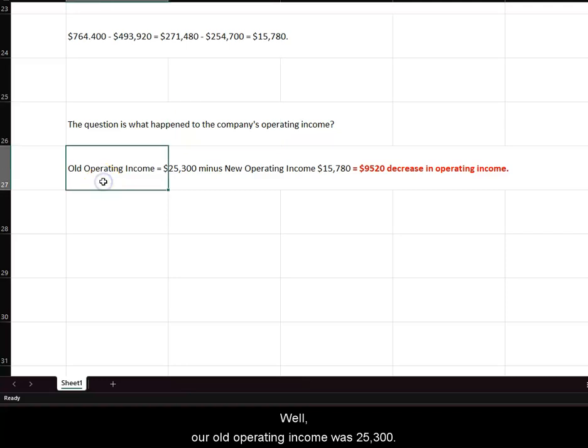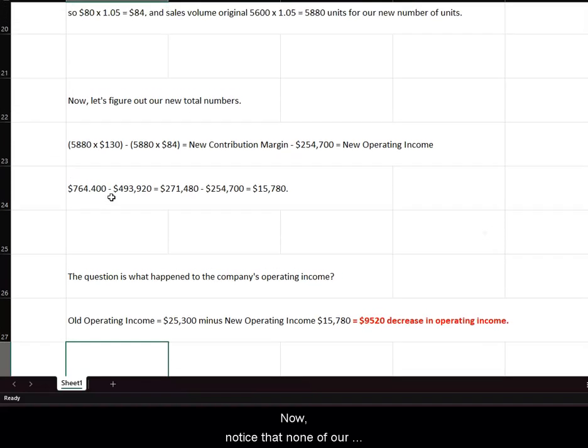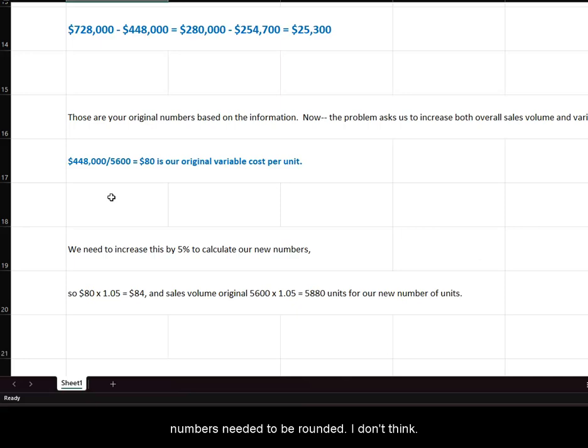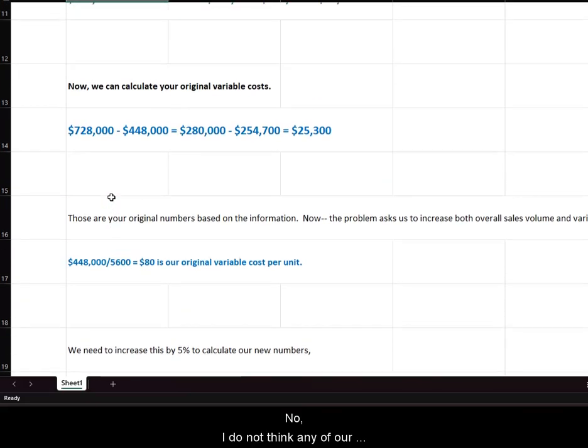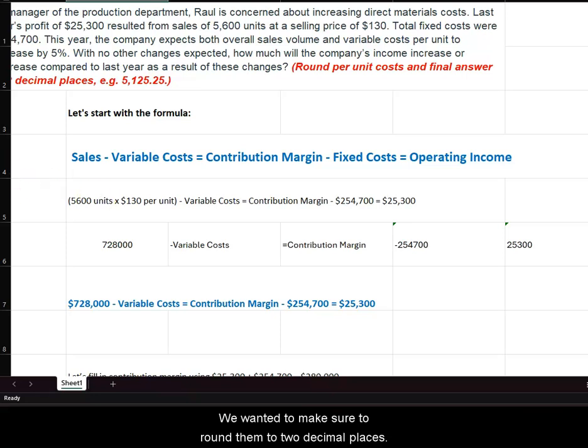Now, what happened to our company's operating income? Well, our old operating income was $25,300. We subtract our new operating income of $15,780, and that's going to give us a decrease in operating income of $9,520. Now, notice that none of our numbers needed to be rounded, I don't think. I do not think any of our numbers need to be rounded, but if they had needed to be rounded, we wanted to make sure to round them to 2 decimal places.